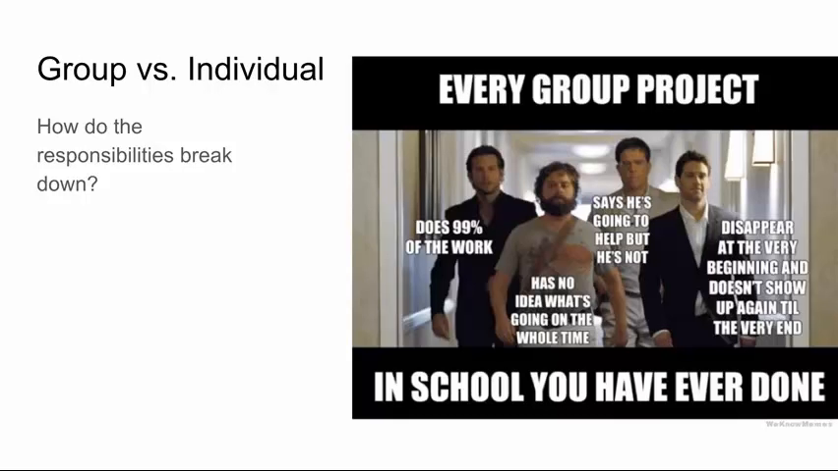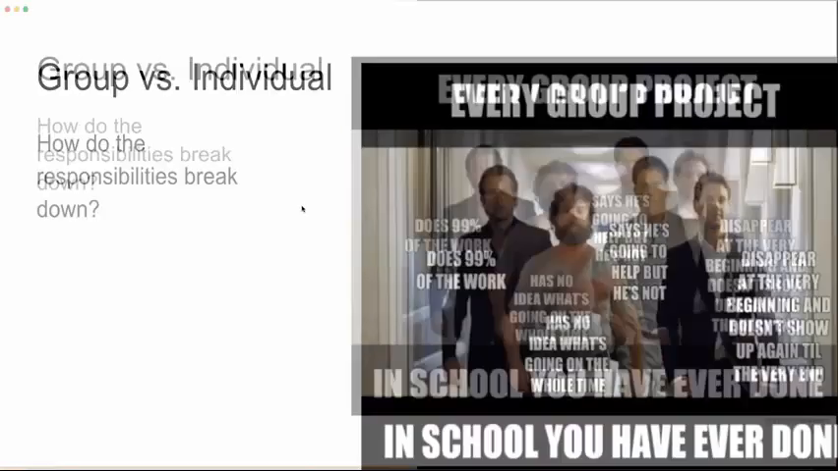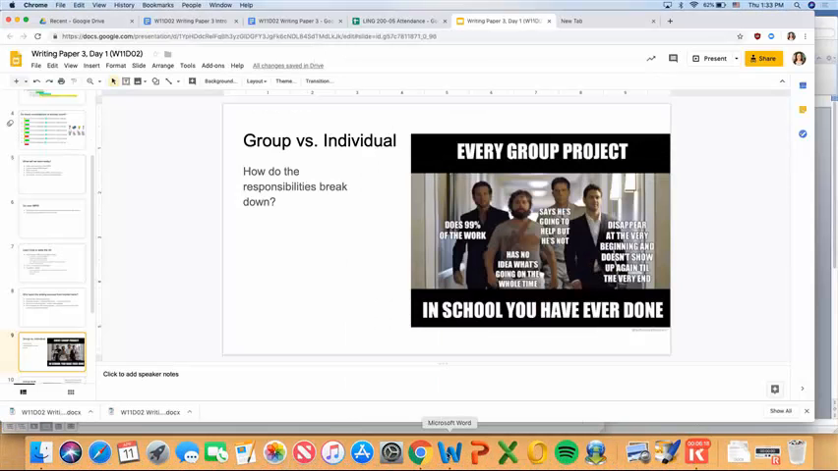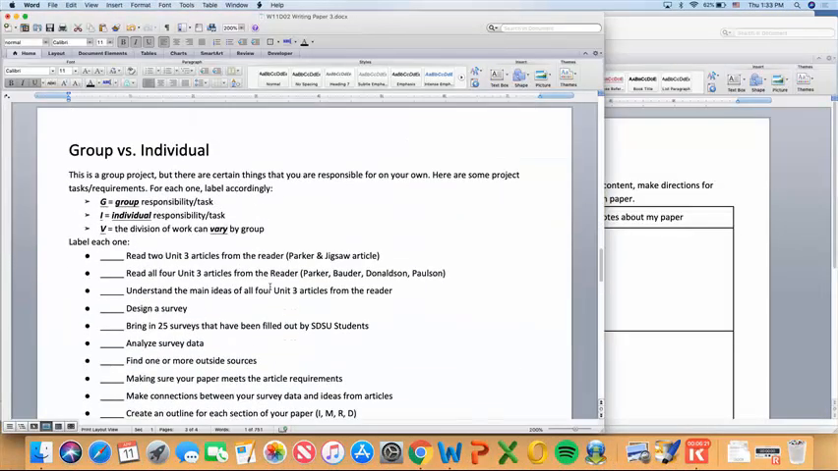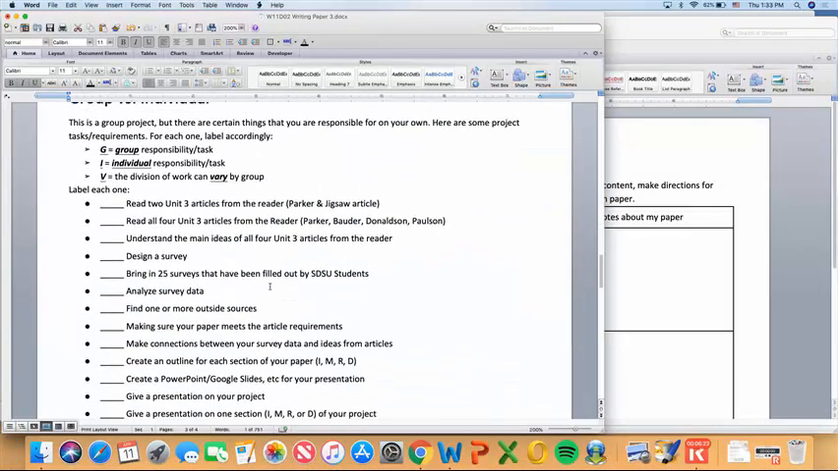So what I want you to do is, do you remember the paper at the beginning of class where I was saying IMRD? I had you guys talk about that. Flip it over because there's another section where you're going to be talking about the group versus individual responsibilities. So this is a group project, but there are certain things that you're responsible for on your own. So here are some project tasks and requirements. For each one, label it accordingly.